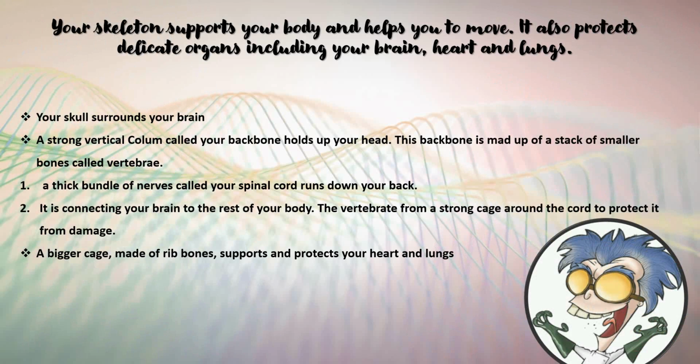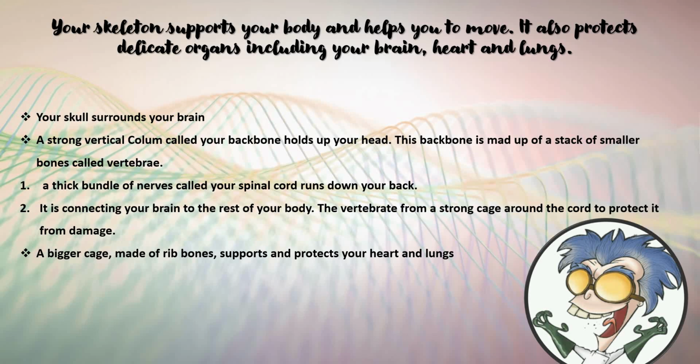Okay, so we'll be talking about the skeleton. Your skeleton supports your body and helps you to move. It also protects delicate organs including your brain, heart, and lungs. So there are three delicate organs which our skeleton protects: the brain, the heart, and the lungs. Your skull surrounds your brain. Our brain is surrounded and protected by the skull.